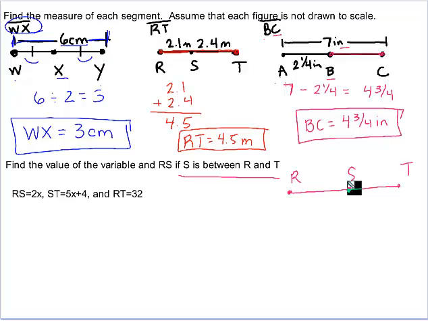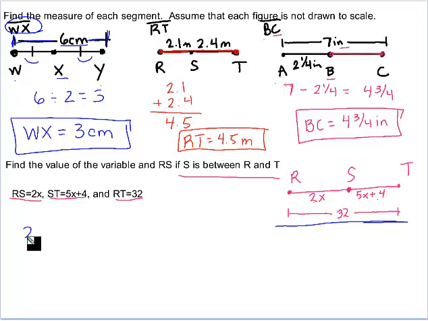Now let's label what we're given. Here we're told the measurement of RS is 2x, so we'll label RS as 2x. The measurement of ST is 5x plus 4. So S to T we will label as 5x plus 4. And RT is 32. So all the way from R all the way over to T is 32. Now when we have this, we know that the total length, RT, is equal to the sum of the 2 parts. So we can just create an equation here.